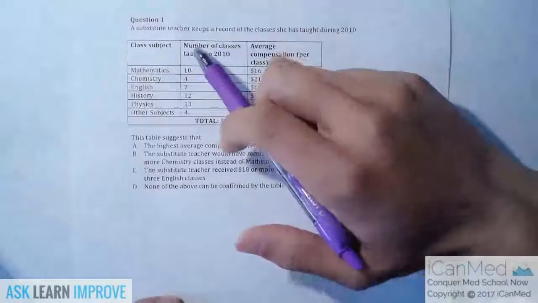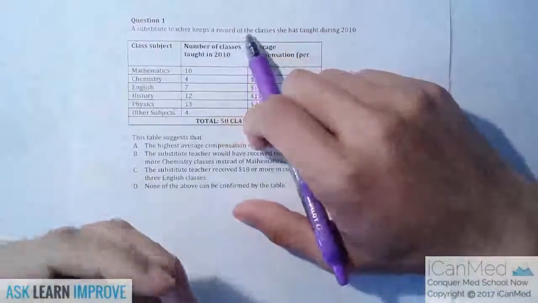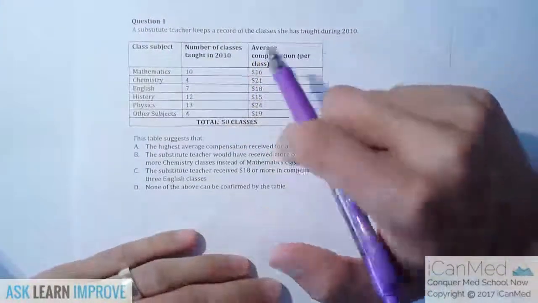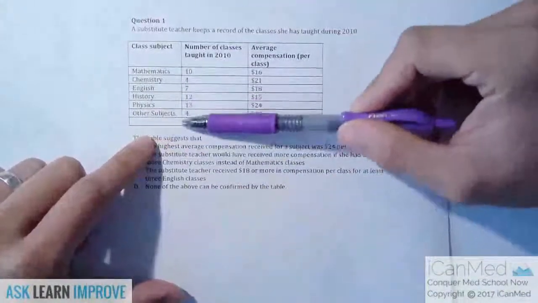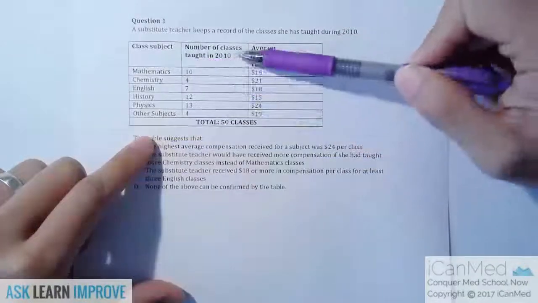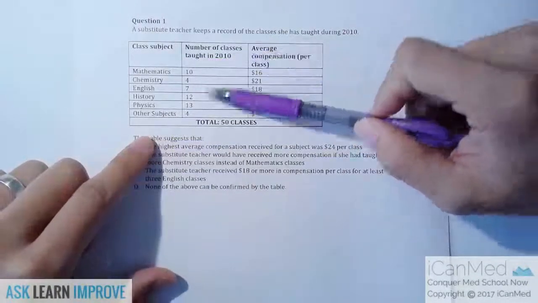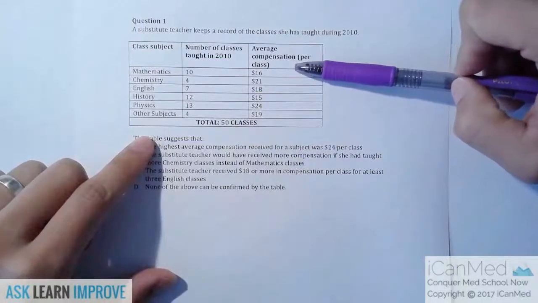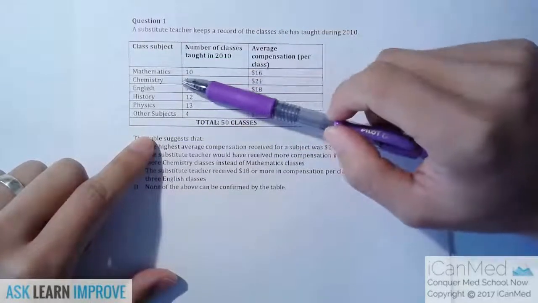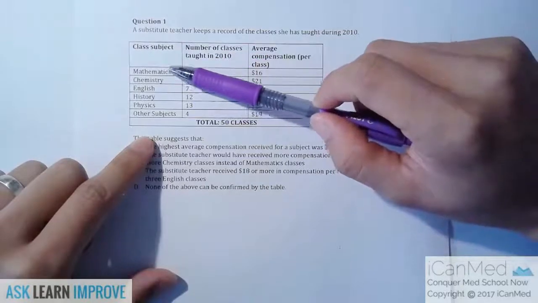Okay, so here a substitute teacher keeps a record of the classes she has taught during 2010. So here I have a table to take note of each of the titles. Okay, class subject, number of classes taught in 2010, and average compensation per class. Okay, so and along the sides here I do have my class subjects.